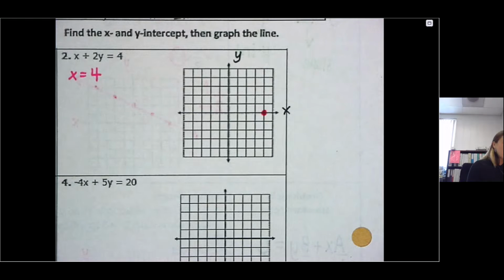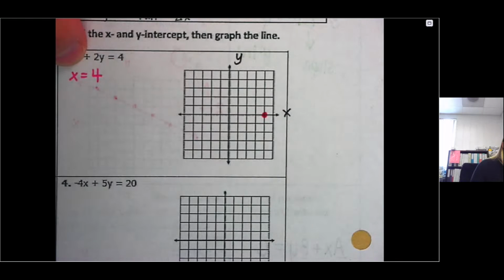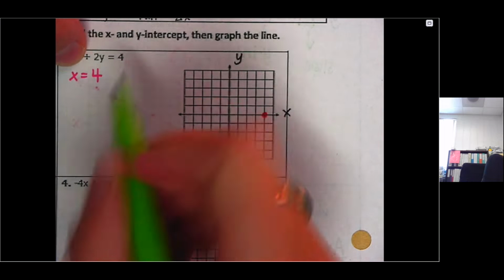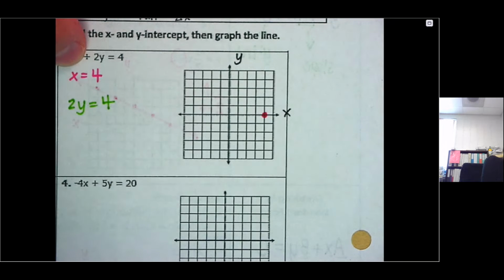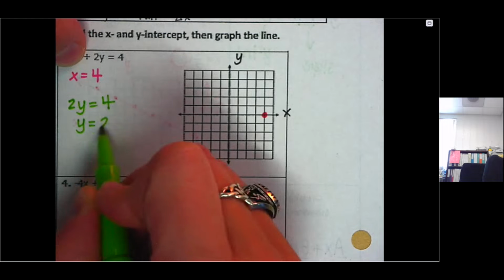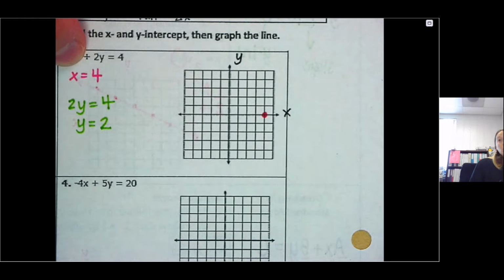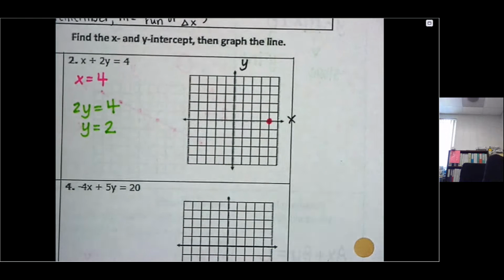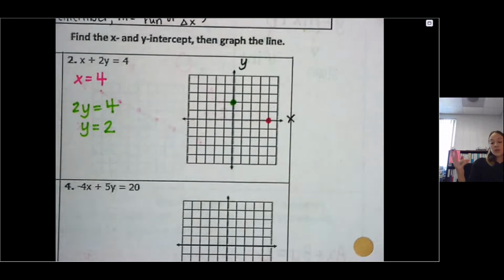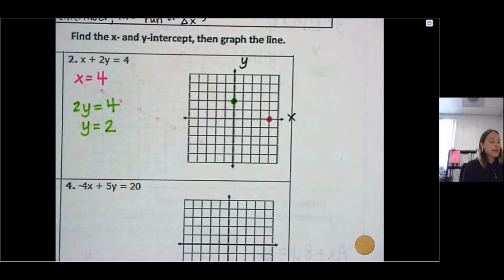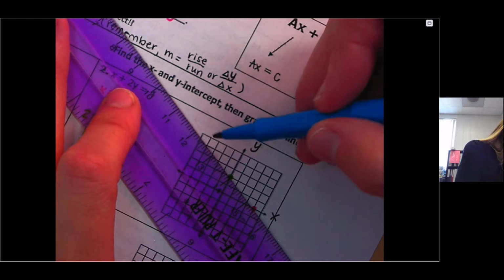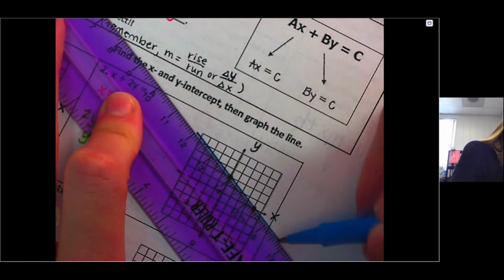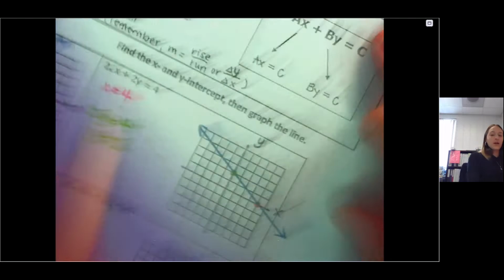There's 1. Now I got to do the y value. So I'm going to cover up the x. What's your equation? 2y equals 4. So 2 times 2 gives you 4. Your y value is 2. Which way do I go? Up 2. It's a positive 2. 1, 2. And now there's my 2 points. I take my ruler and I connect. You do have to use a ruler. You can't just eyeball this. Okay, well, fix it. From now on, use a ruler.